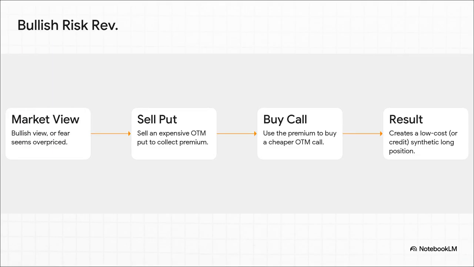First up, a classic, the bullish risk reversal. The name isn't just a metric, it's an actual trade. So let's say your view is bullish, or you just think the smirk is way too steep, that fear is overpriced. You sell one of those expensive OTM puts to collect that nice fat premium. Then you use that premium to buy a relatively cheap OTM call. What you're left with is a synthetic long position, but you got it at a huge discount, or maybe even for a credit. You are literally trading the shape of the smirk.